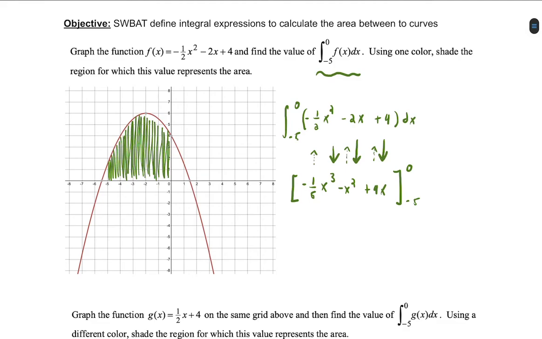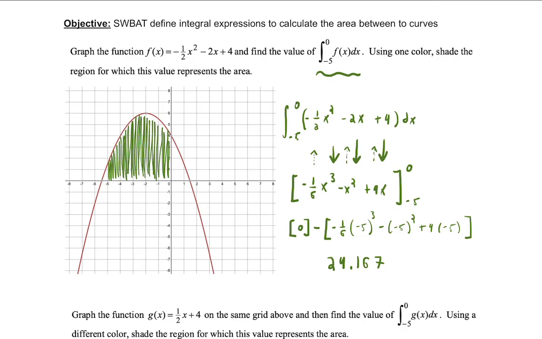And so plugging in 0, this whole first one is just 0. And then we're going to subtract, and this is going to be a whole bunch of funky math here. This would be calculator active, where you would just leave it like this: -1/6 times -5 to the third, minus -5 squared, plus 4 times -5. At this point, you're just going to trust me and say, okay, yes, this is 24.167. And I don't know, yeah, that looks reasonable.